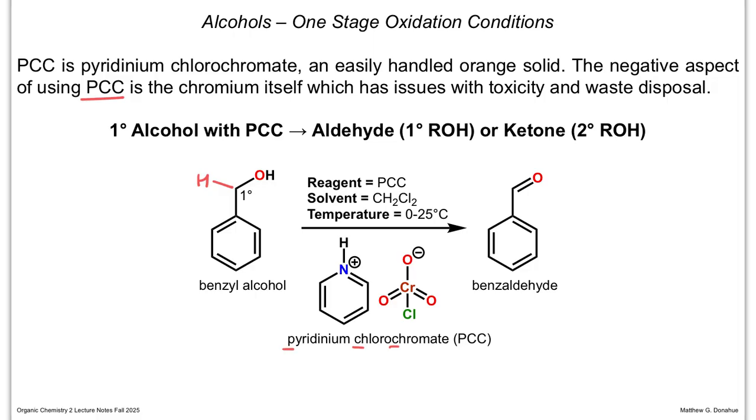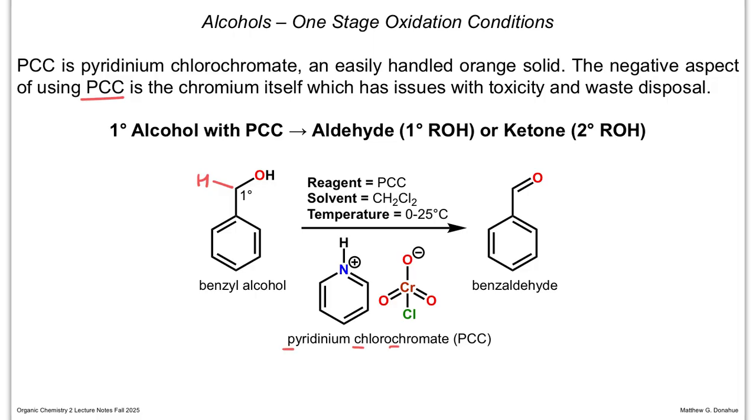As you might imagine, chromium, where is chromium? It's right here. So in this class, we don't deal too much in the middle. These are the transition metals. Chromium is pretty bad for the environment, but it was one of the first sort of conditions discovered to do these.